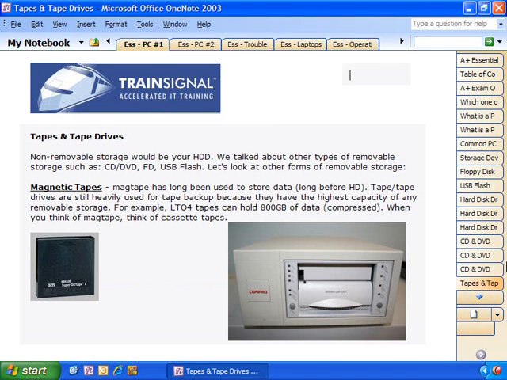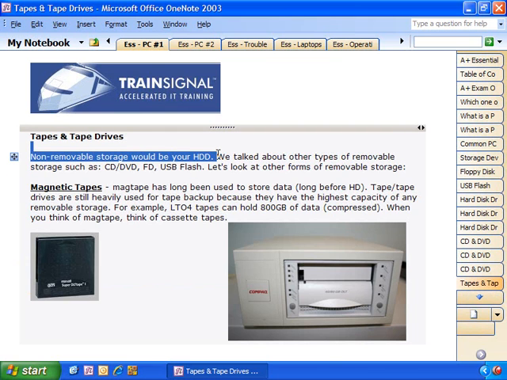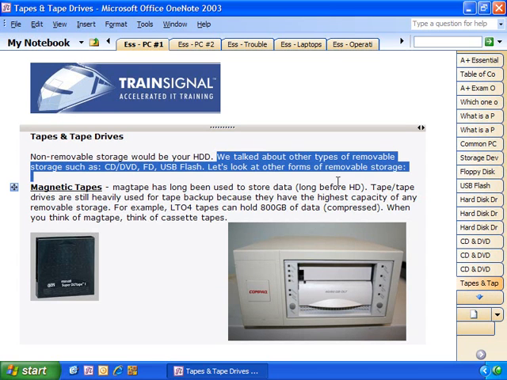All right, now let's talk about tapes and tape drives. So we talked about non-removable storage that goes inside your computer. That's your hard disk drive. Then we talked about other types of removable storage, such as CD, DVD drives, floppy drives, and USB flash drives. So now let's take a look at another form of removable storage, and that is magnetic tapes or tape drives.